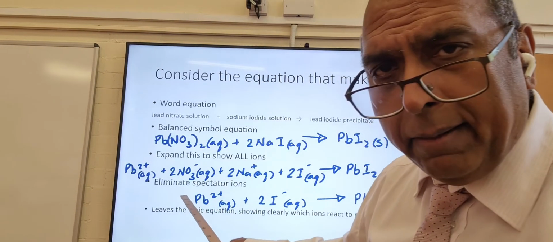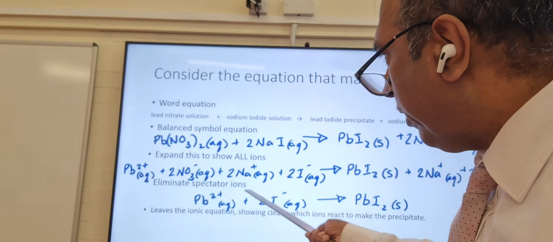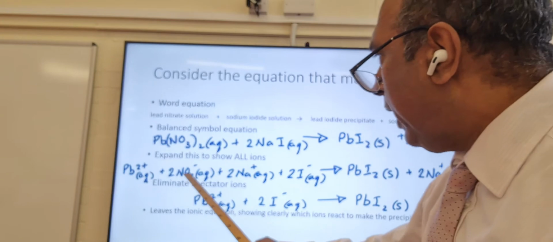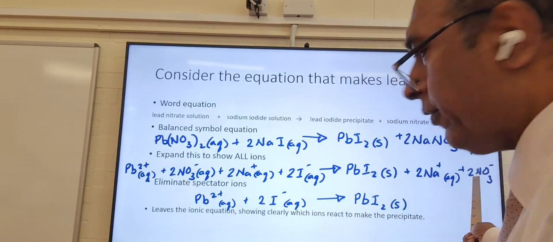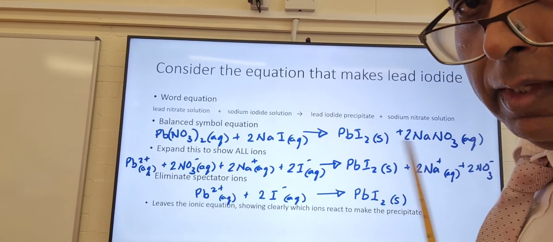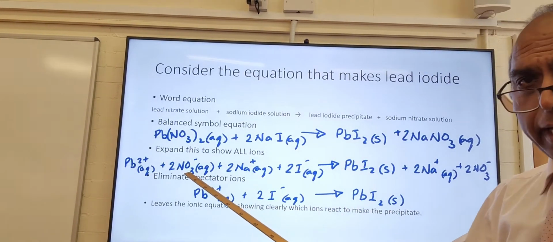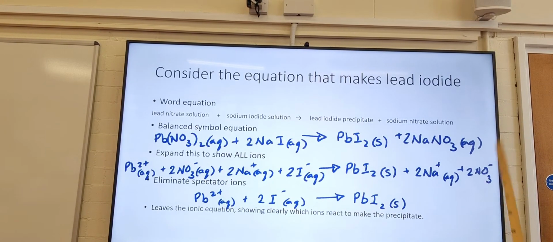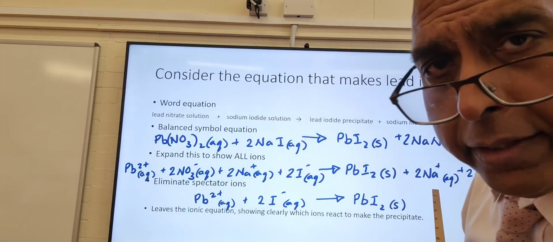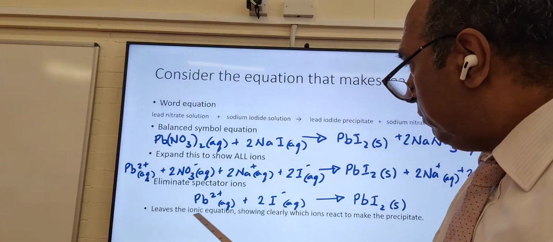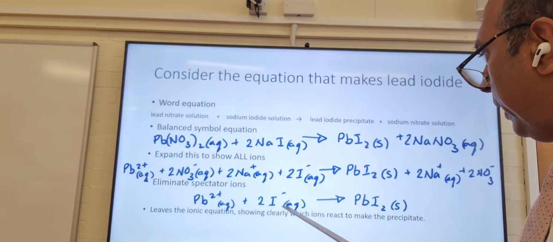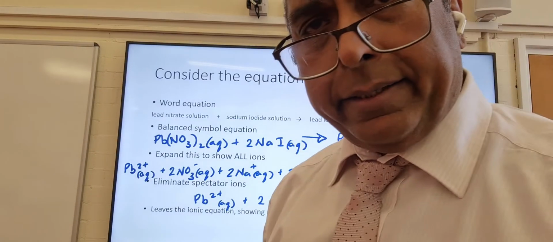And what we do is we eliminate spectator ions. Get rid of the ions that are on the left and on the right. So nitrate ions are there on the left and they're on the right. Get rid of those. Oh, can you not see that? Sorry. I was hoping you'd be able to see those. Nitrate ions, eliminate those. Sodium ions, eliminate those. What have you got left? Well, that leaves the ionic equation. The ionic equation, lead ions, iodide ions, making lead iodide.